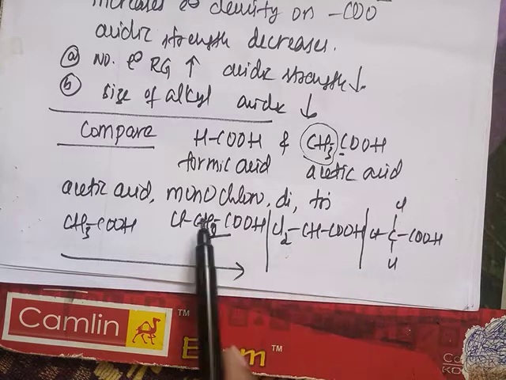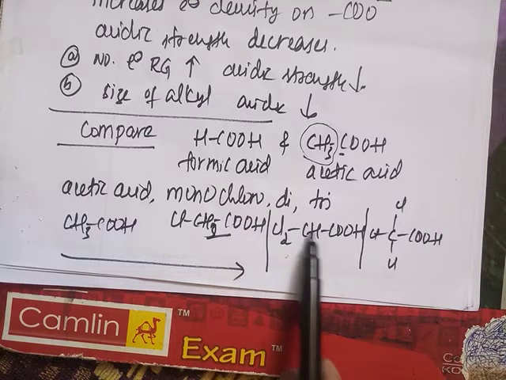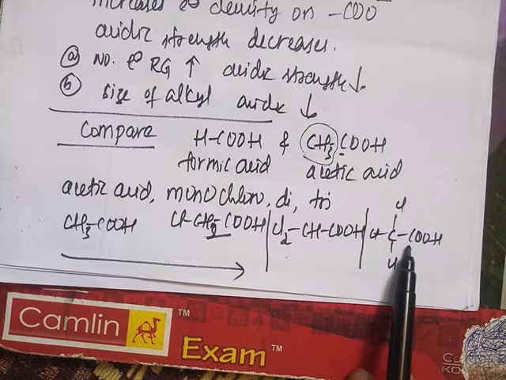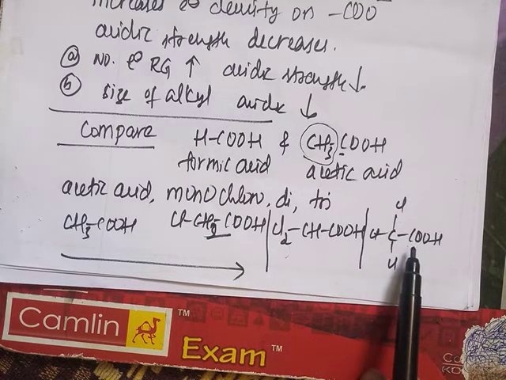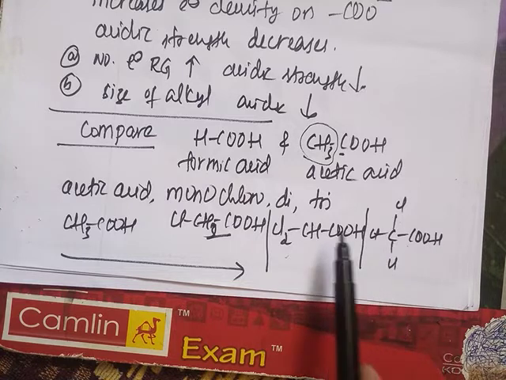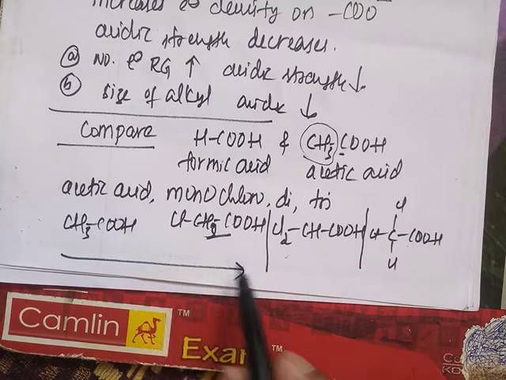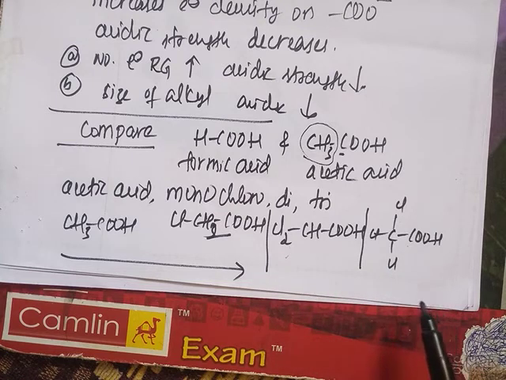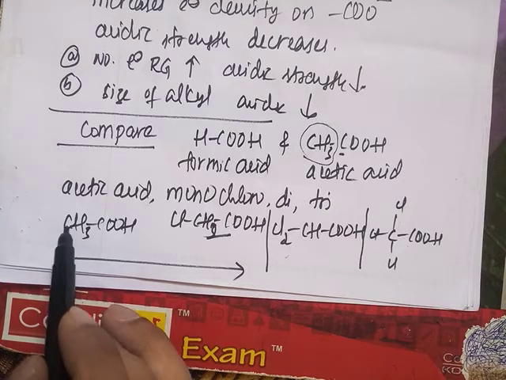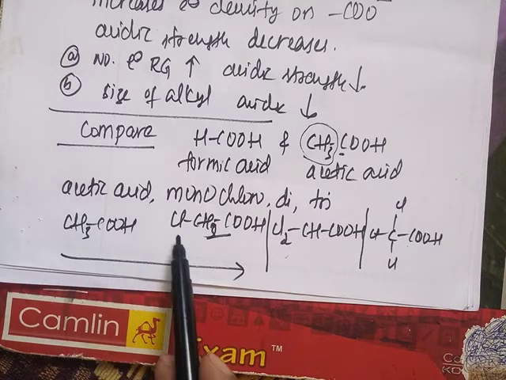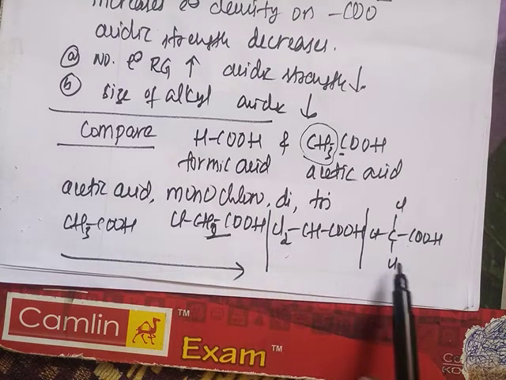They decrease the electron density on the carbon atom of the carboxylate group. As a result, the negative charge on the carboxylate ion gets stabilized. Hence the acidic strength increases from mono to di to trichloroacetic acid. Whereas in acetic acid, there are no such electron withdrawing groups present. Therefore, when compared to monochloro, dichloro and trichloroacetic acid, acetic acid is a weak acid.